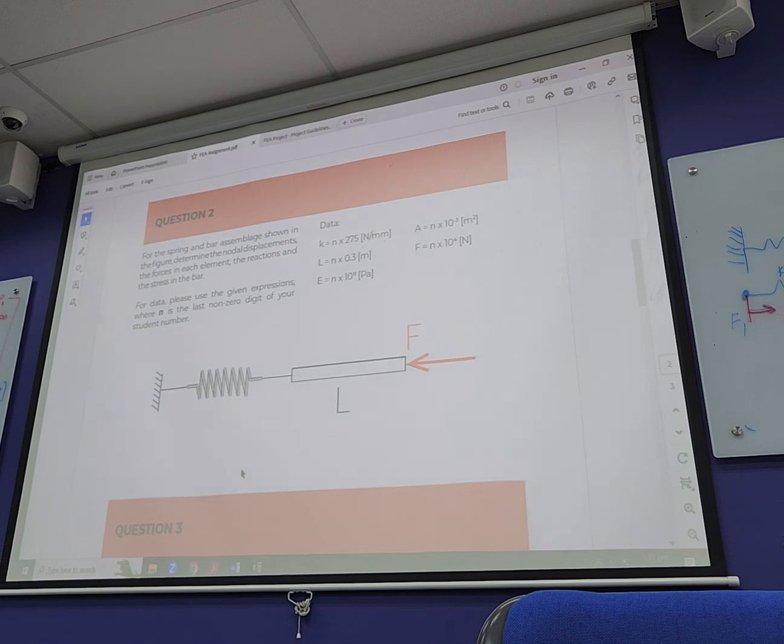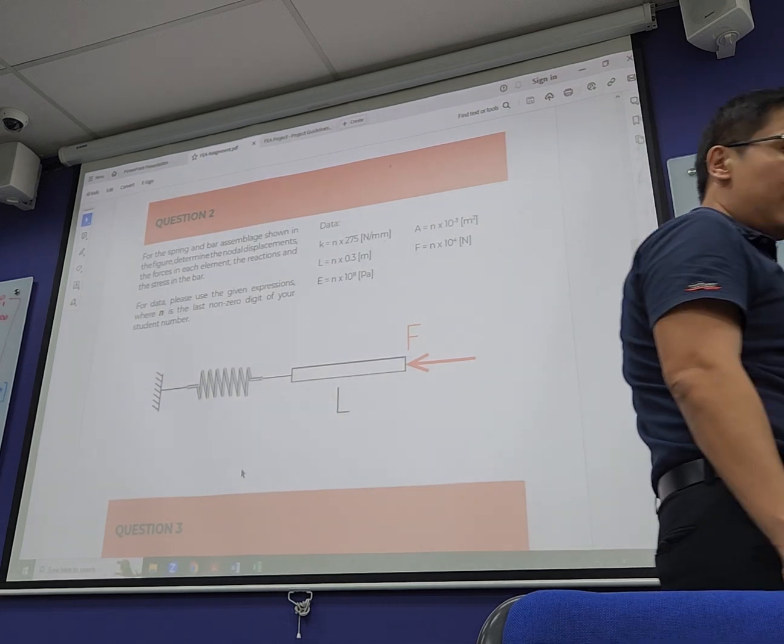Okay, f2. What else do you need to calculate? Reaction. Second row first column. And last one, stress. What's your stress? It should be F over A. F divided by A, correct? Oops. Positive. Sorry, yep.